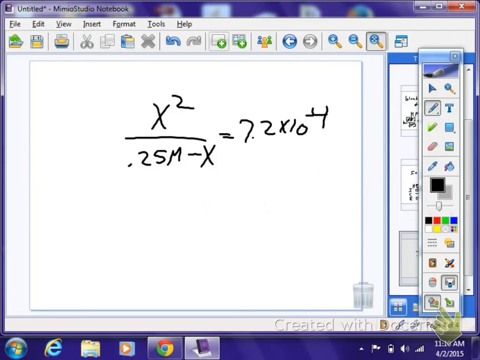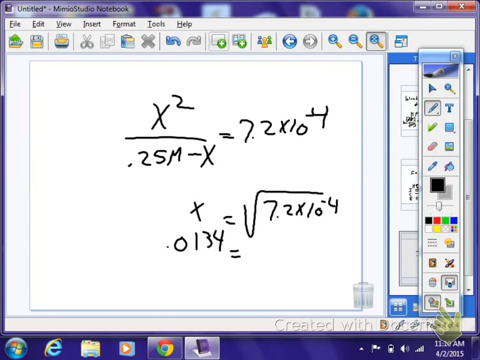So then all you really have to do is get rid of your X. So then it becomes what? Square root, right? The square root of 7.2 times 10 to the minus 4th will give you your X. And you said that was what? 0.0134. You have to multiply the 0.25 by the 7.2, don't you? Right, right. Okay? So that's our concentration of our H plus and our F minus. So if they ever ask you to give the concentration, then you can just say H plus and F minus equals 0.034 molarity.